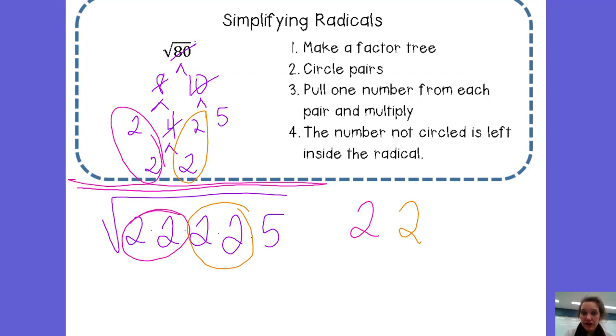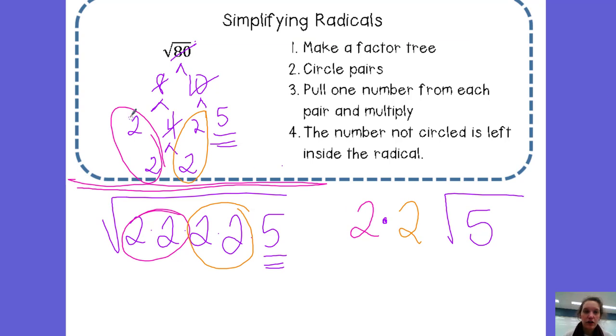I'm going to multiply those two 2's. And then finally, step 4, the number not circled, so this 5, is left inside the radical. So that 5 is left inside the radical.